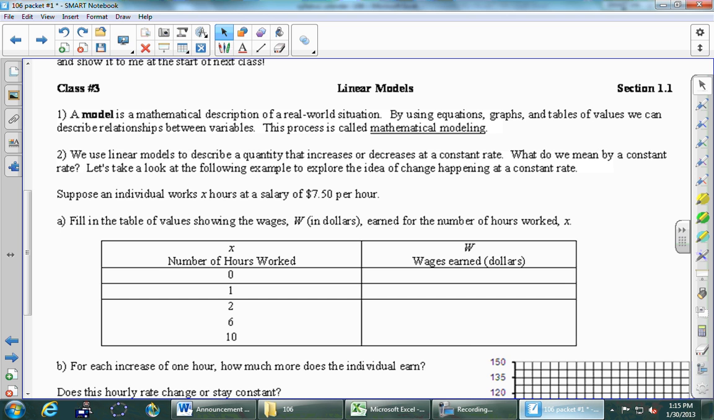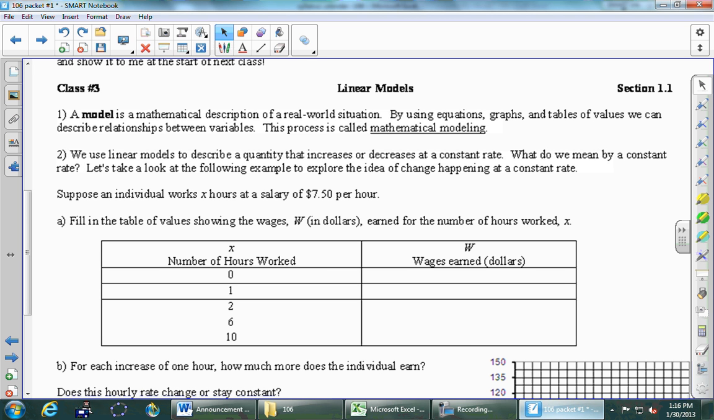We're talking about constant rates of change, and let's look at an example. Suppose an individual works X hours at a salary of $7.50 per hour. What's minimum wage right now? Okay, do not turn us in. We're okay. So we're illegal here at this 7.50 an hour, but it's just an example. So 7.50 an hour. And we're going to fill in the table of values showing the wages W in dollars earned for the number of hours worked X.